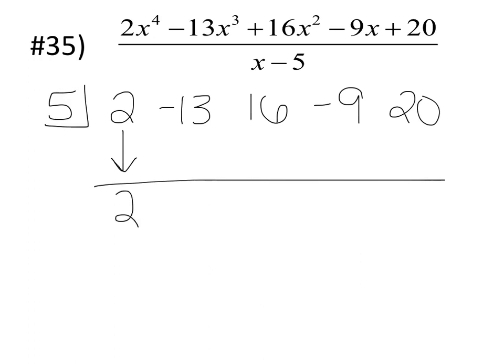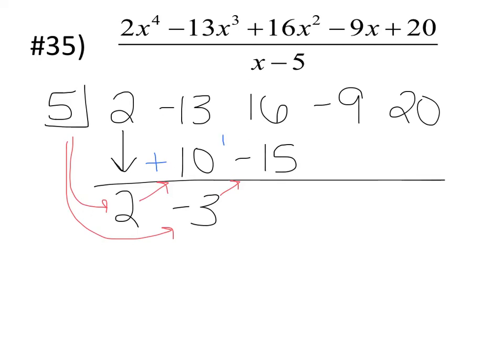Okay, so drop mama, bring down your 2. That's drop your first number. And then multiply. 5 times 2 is 10. And add. Negative 13 plus 10 is negative 3. Multiply. 5 times negative 3 is negative 15. And add. Remember, adding a negative is the same as subtracting. So 16 minus 15 is 1. Multiply. 5 times 1 is 5. And then add. Negative 9 plus 5 is negative 4.